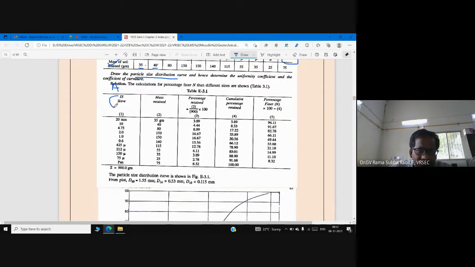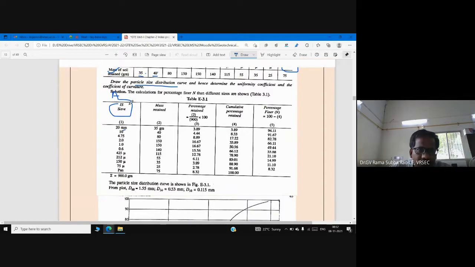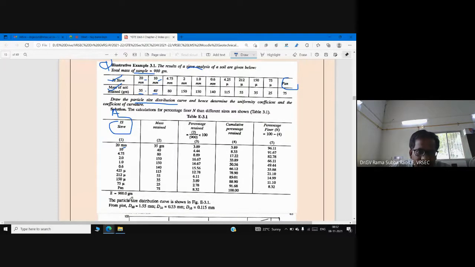Now this is the IS sieve size column: 20 mm, 10 mm, so we have all the data here. Mass retained is given in the question, in grams. I am using g only; it's good to write g only. Like 35, you see what is given in the question. Now we need to calculate. This is our first step: we have to prepare the table.